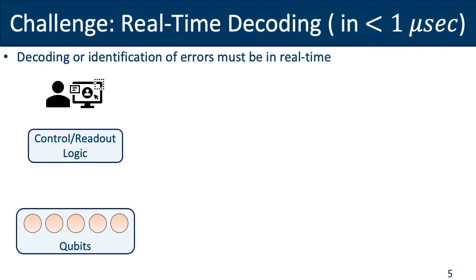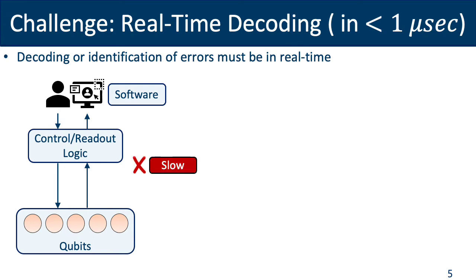The performance of a decoder is very crucial for quantum error correction because decoders must accurately detect errors in real time to prevent any accumulation of errors and occurrence of logical failure. Typically, syndrome extraction instructions are sent from the control logic, and the syndrome obtained from the qubits is then sent to software decoders running on CPUs. However, software decoders are too slow for real-time decoding.